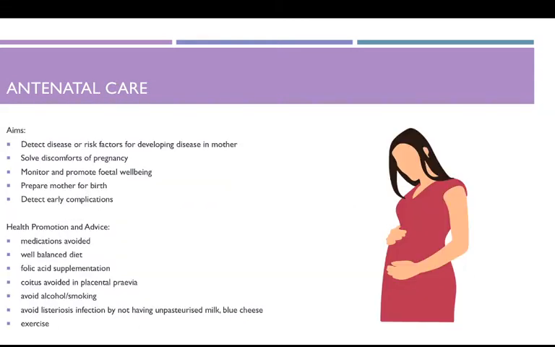Okay, so antenatal care. The aims of antenatal care are to detect disease or any risk factors for developing disease in the mother, to solve any discomforts of pregnancy, to monitor and promote fetal well-being, to prepare the mother for birth, so it's a lot of education that goes into antenatal care, and to detect any early complications. So health promotion and advice includes what medications pregnant women should avoid, advice on keeping a well-balanced diet, folic acid supplementation, advice on avoiding sex if you have placenta previa, avoiding alcohol and smoking, avoiding listeriosis infection by not having unpasteurized milk or blue cheese, and exercise. So these are all things that are advised upon in antenatal care.